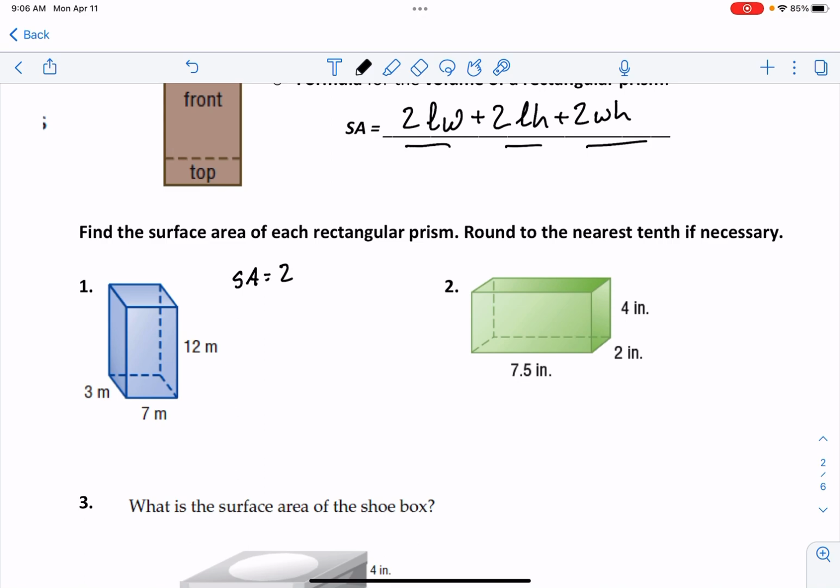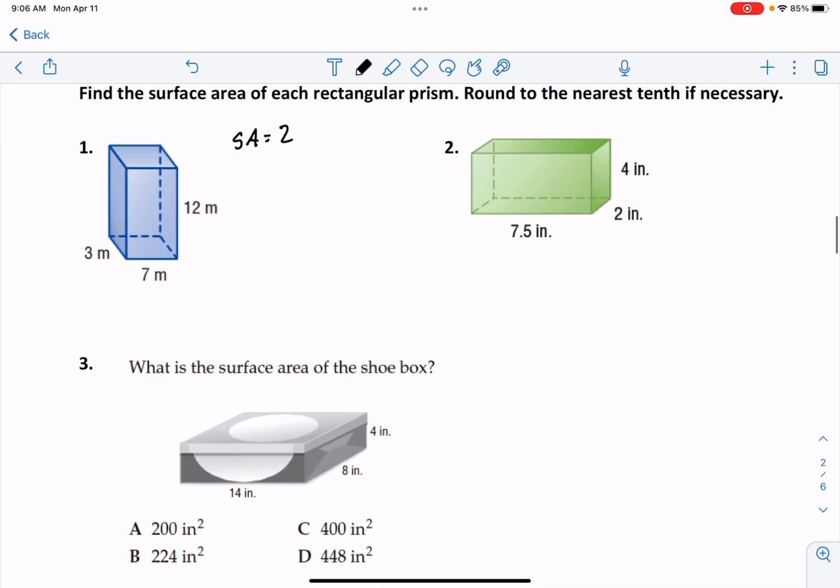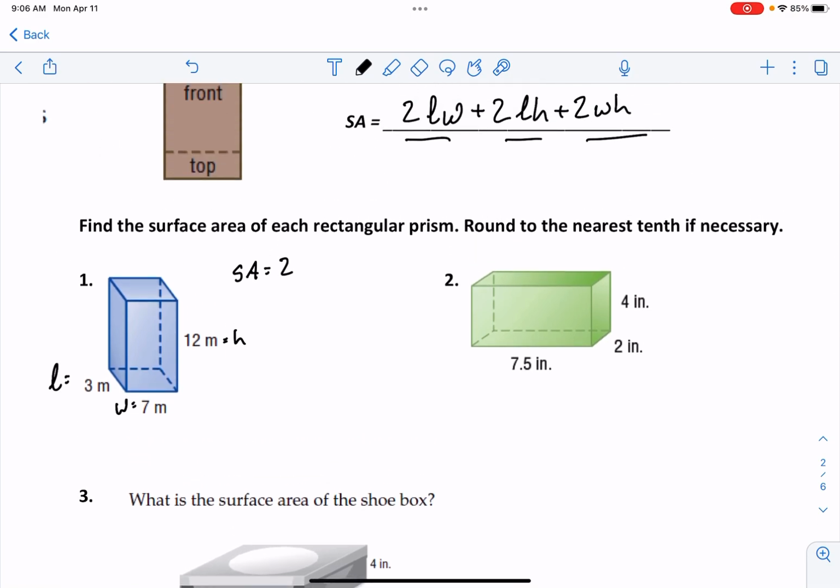So first thing I would do is just say that the length is equal to 3, the width is equal to 7, and the height is equal to 12. So following our formula, we're going to have 2 times 3 times 7 plus 2 times 3 times 12 plus 2 times 7 times 12. A lot going on here. I'm going to bust out my hand calculator so I don't have to keep switching windows here.